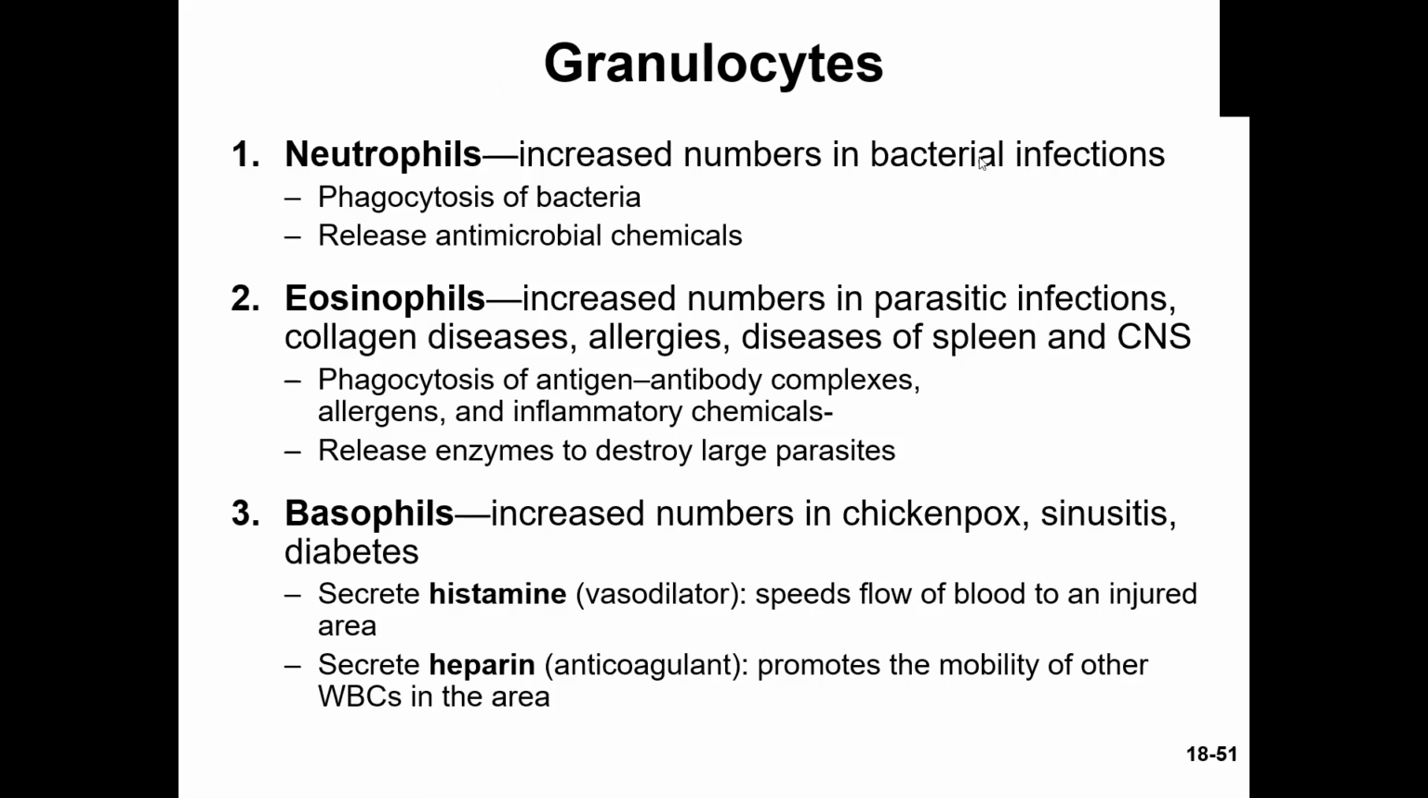I already mentioned this part, but I'll walk through it briefly again. We're going to see neutrophils increased within bacterial infections because they will phagocytose. So they're going to release those antimicrobial chemicals, those granulocytes. Eosinophils, again, we'll see them in parasitic infections, allergies, and some other disorders.